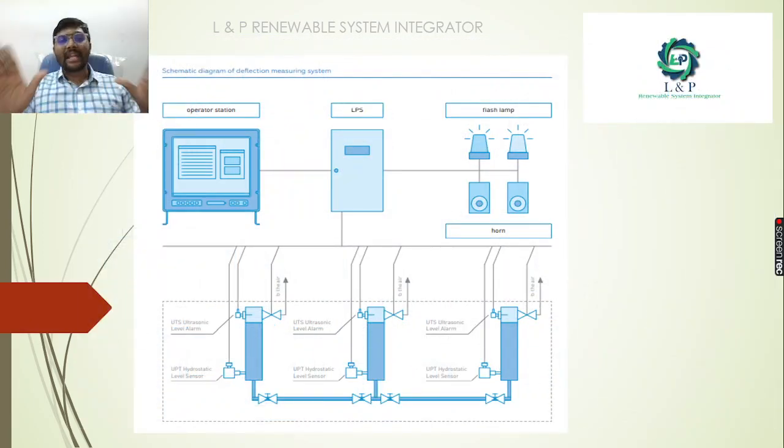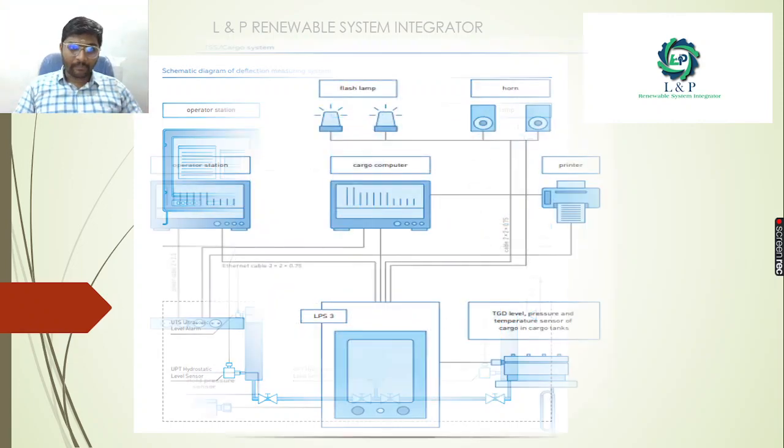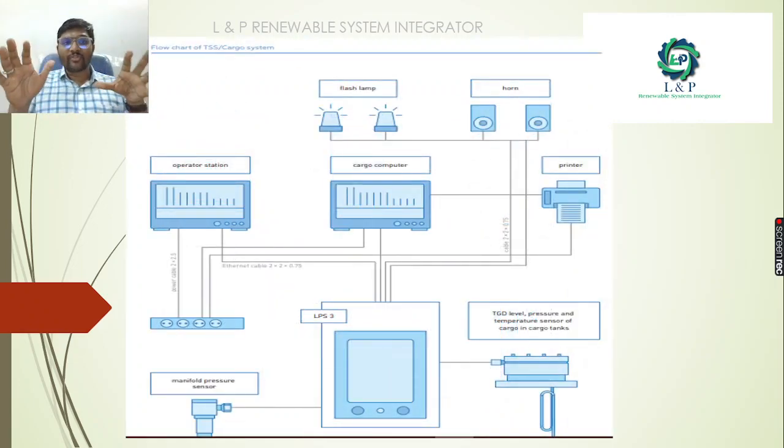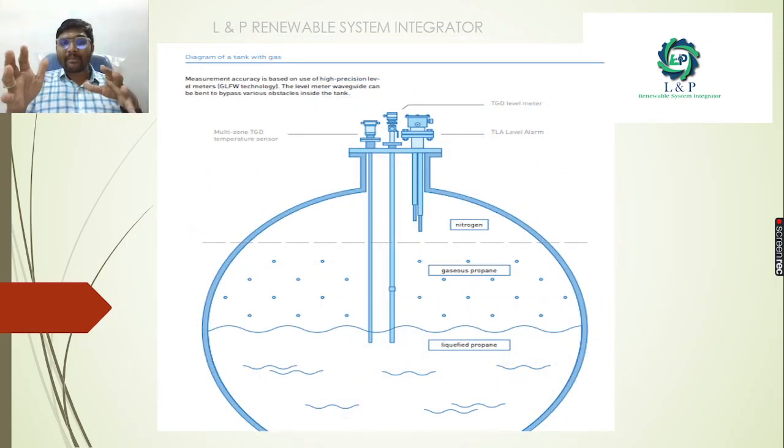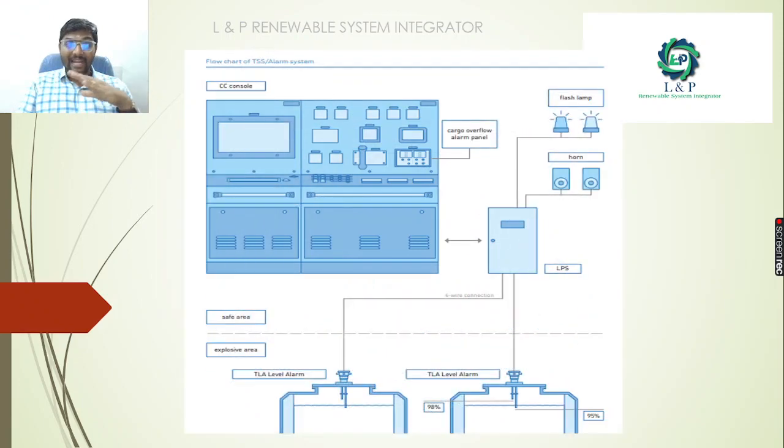This is a schematic diagram of a deflecting measuring system, and this is a flow chart of how a TSS or cargo system looks. And this is the diagram of a tank with the gas. We are monitoring the temperature using the temperature sensor. We are monitoring the level using the level transmitter, and if any issues occur, with the help of the level transmitters we can trace the level alarms.